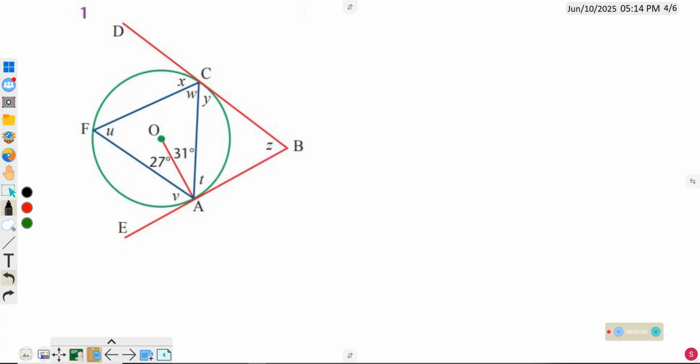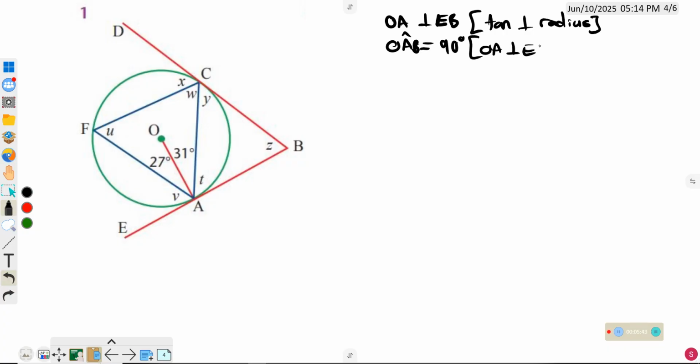Let's start with angle T. How will we find T? In alphabetical order, T, U, V, W, X, Y, Z. First of all, we have that this is a tangent. So the line OA will be perpendicular to EB. Why is that? It's because a tangent is perpendicular to a radius. Then by default we have angle OAB equal to 90 degrees because OA is perpendicular to EB.